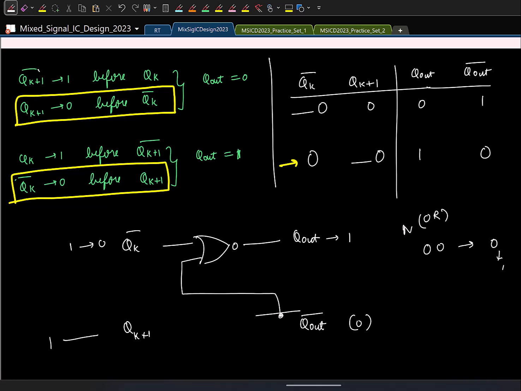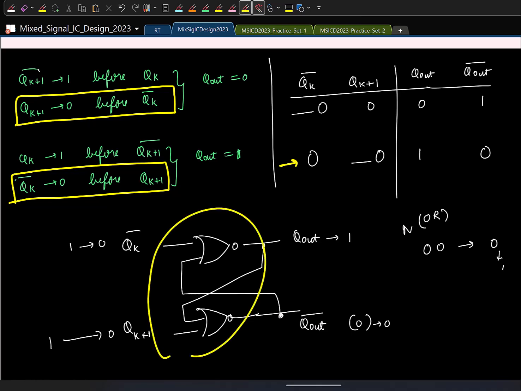Okay, so this is what we have, and let us say Qk plus 1 becomes 0 after a long time. Later Qk plus 1 becomes 0. I want this to still be at 0. So I have 0 and 1, and the output should be 0. I can again use a NOR gate here. For a NOR gate, if one of the inputs is 1, the output is 0. So this will remain at 0. So you can use this actually. What is this? It's an SR latch. A NOR-based SR latch.